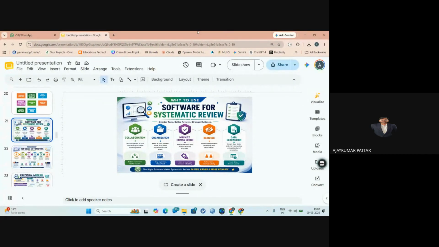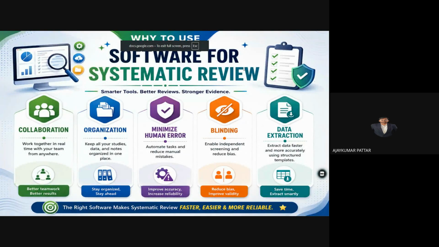So generally in systematic review and meta-analysis, we need software. Software is an essential part of systematic review and meta-analysis. This is a brief idea why software is needed in systematic review. It helps with collaboration, organization, and minimizing human error. Blinding is also possible with the software, and data extraction. So for this kind of work, we will need software in SRMA.